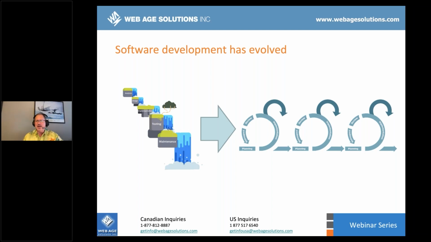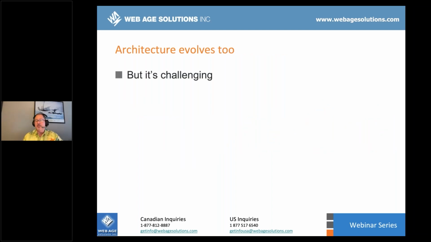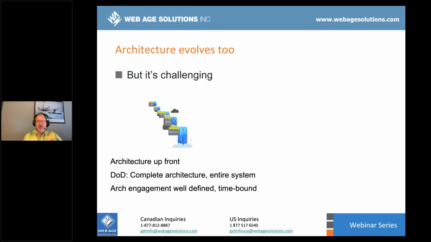Well, architecture has needed to evolve as well and is evolving, but it's really challenging for architecture. See, back in the days of waterfall, it was kind of clear. We had architecture up front. We did it as a phase. And our definition of done, if I can borrow the phrase, for architecture was that we had developed the complete architecture for an entire system. So an architect's job was relatively well defined and could be relatively time bound.